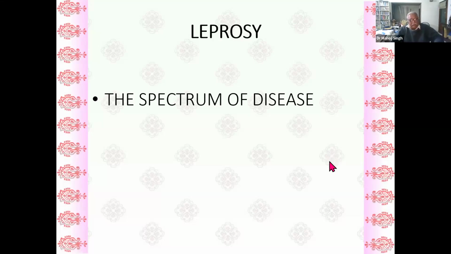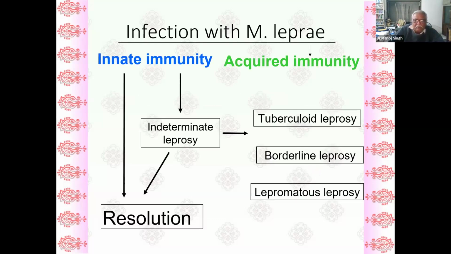After a polymath like Dr. Malathi, many of the points, except the pure histopathology, she's already covered. So I'll skip over them or go very fast. Leprosy is a spectrum of disease, from tuberculoid to lepromatous with the borderline in between, and indeterminate when you can't make up your mind about what you're talking about.